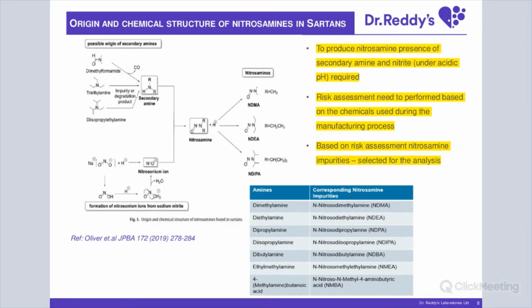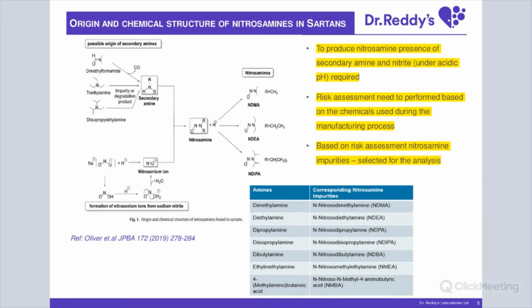So basically, the origin and chemical structure of nitrosamines in sartans. To produce nitrosamine, the presence of a secondary amine and nitrite reaction under acidic pH is required, and it is suggested to perform a risk assessment based on the need during the manufacturing process. And after risk assessment, we also do a lot of testing, which I'll cover in the next slides.